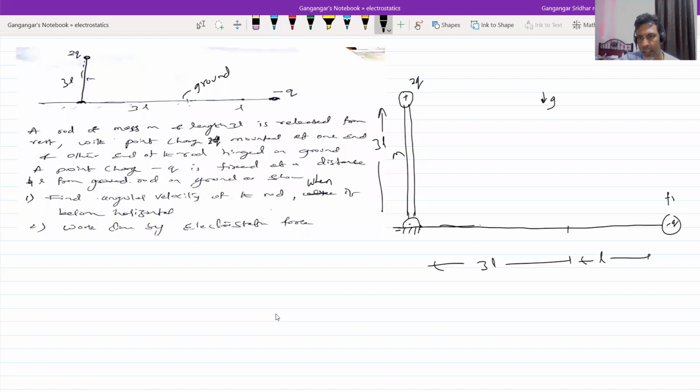This is fixed here. It cannot move, so everything is ground. Okay, there's a basic diagram which is there. I'm just giving it. Okay, I'll release from rest. The system is released from rest.